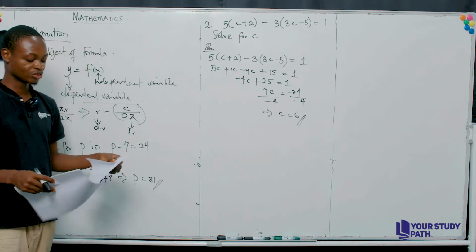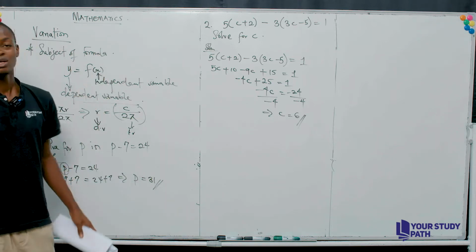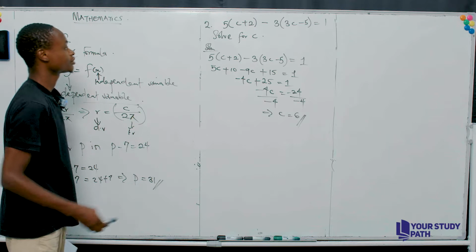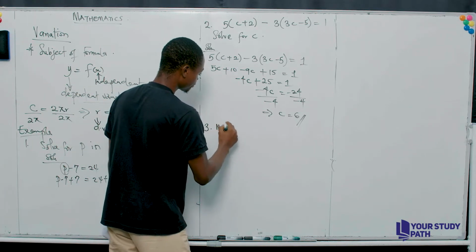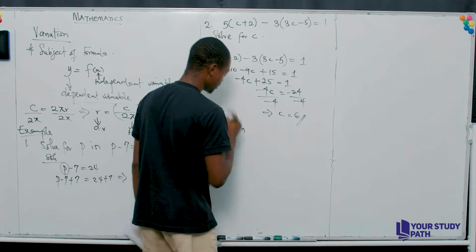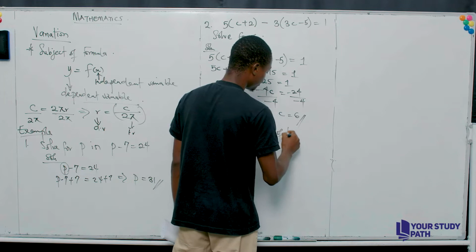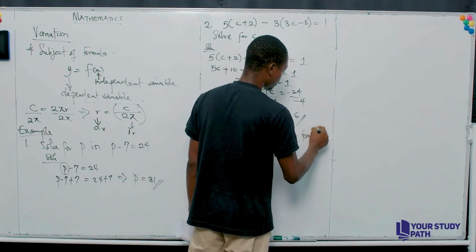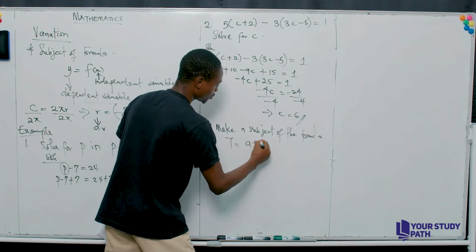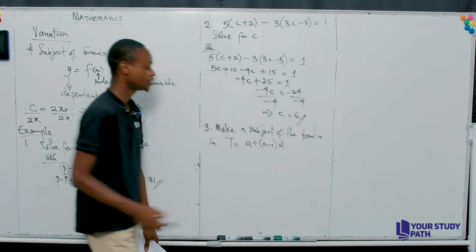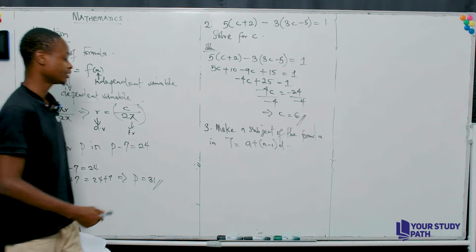Now let's look at values which we can't easily just find, like this. Let us make n the subject of the formula in t = a + (n - 1)d. Now, what do we do? We can simply expand.